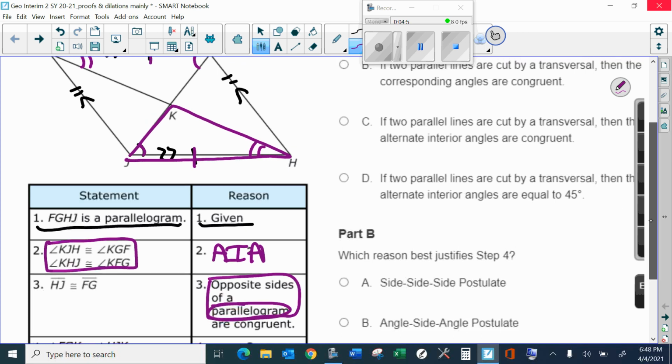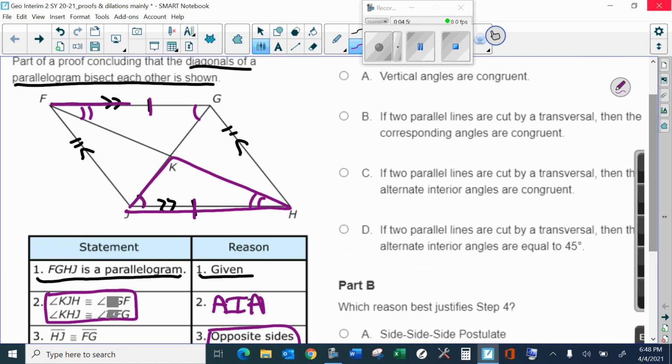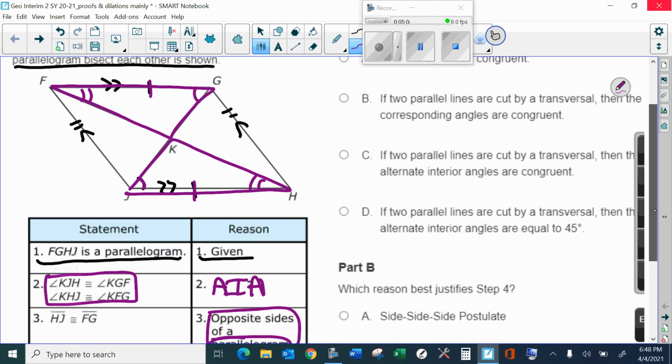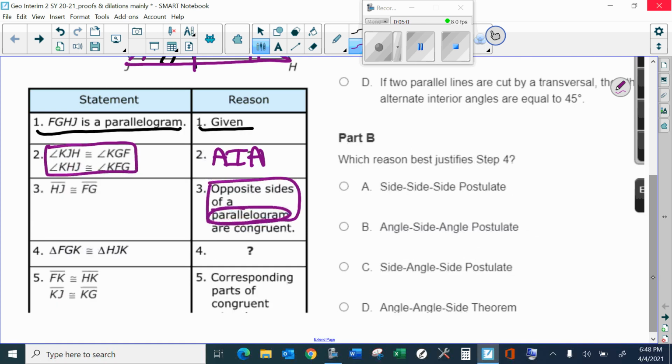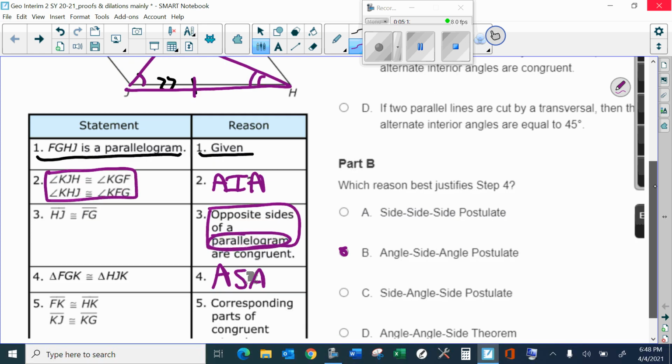I have ASA, is congruent to this triangle up here, ASA. Before I even look down at the proof, I should already recognize that. And that's exactly the next step they're saying. Why is it congruent? ASA. Nice and simple. ASA. Should have been very easy.